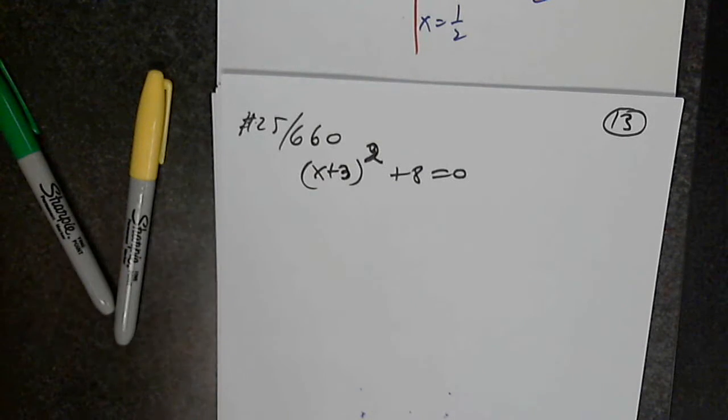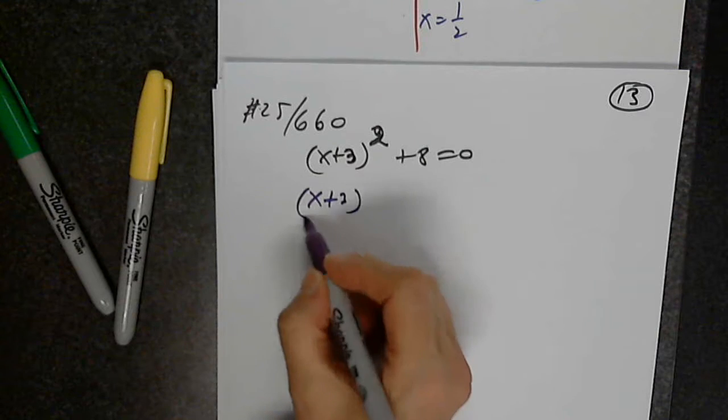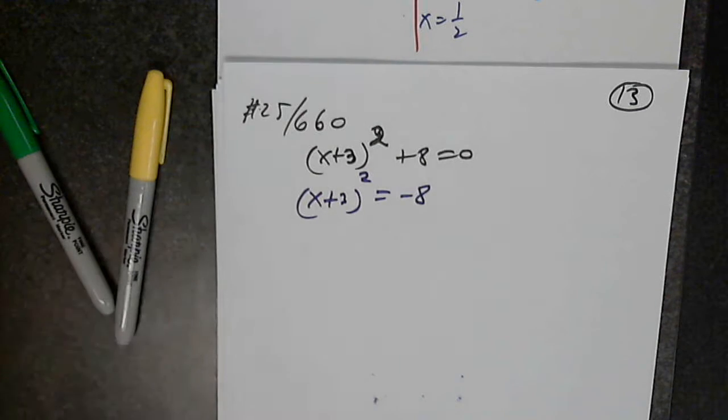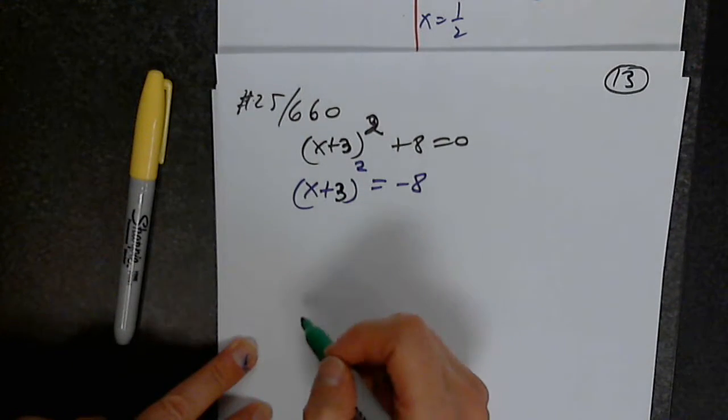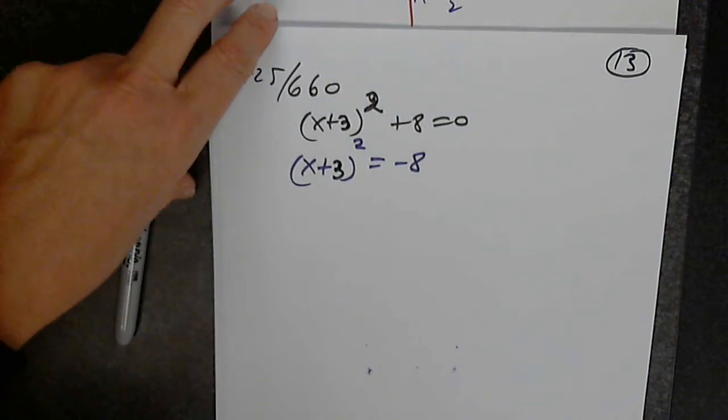Good. I have to clean it up. So I have to have x plus 3 squared equals negative 8. It's not set up for taking square roots just yet. I cannot take a square root from a sum. Good. So then? So now what do we do?